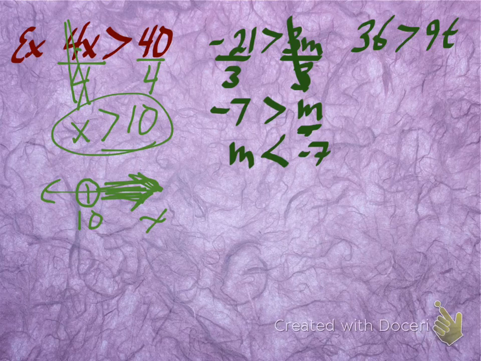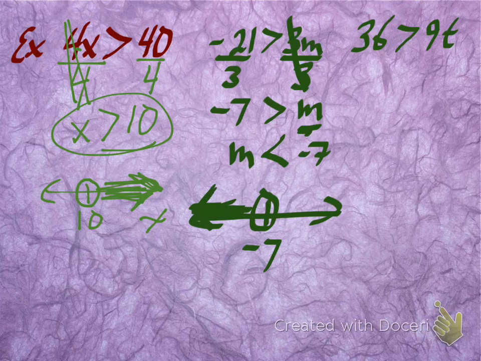I didn't actually reverse the inequality. I mean, I did reverse the inequality sign, but it says the same thing. And what it basically says, if I graph it, is I'm going to start at negative 7. It's an open circle because of the strict inequality. And I want all the m's that are smaller than negative 7.